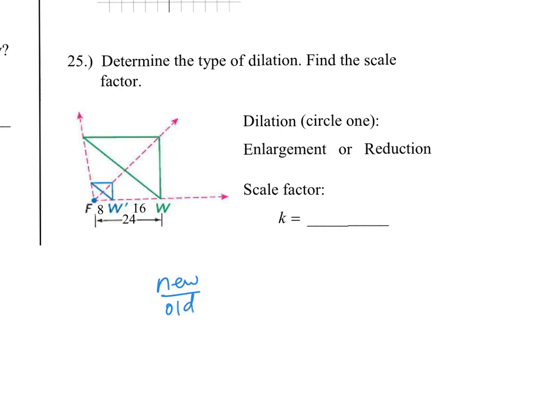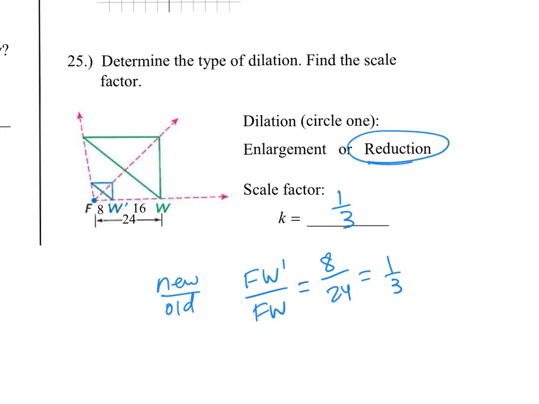So in this case, we have F as our center of dilation. We have W prime and W. So to find the scale factor, take the ratio of FW prime to FW. So FW prime is 8 and FW is 24. That reduces to 1/3. So we have a scale factor of 1/3. Since that scale factor is less than 1, we know that we're looking at a reduction.